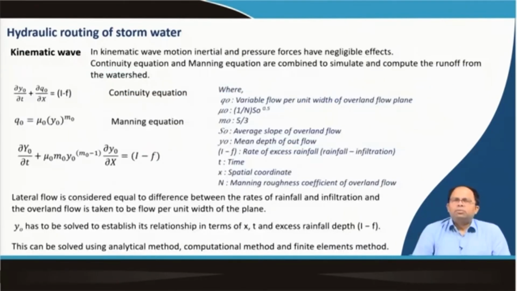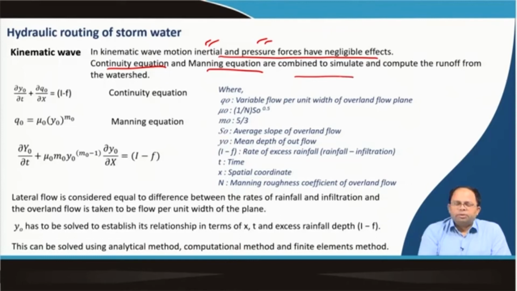To give you a little more detail, in kinematic wave motion, inertial and pressure forces have negligible effects. So, inertial forces and pressure forces are not considered. Inertia is momentum, and pressure, these are not considered. Only we consider the continuity equation and Manning's equation. These are combined together to simulate and compute the runoff of the watershed. So, in this particular equation, dy_o/dt + dq_o/dx = i - f, where i - f is the rate of excess rainfall, that is rainfall minus infiltration. Whatever rainfall is left after infiltration, that is i - f.